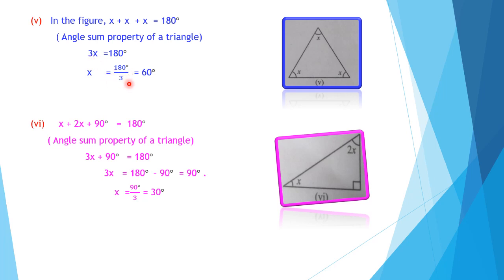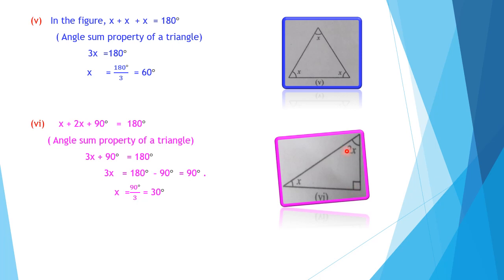180 degree divided by 3. This is equal to 60 degree. Okay. Now in the sixth figure, we have the three angles. See what are the measurements. Here it is 2x, here x, here not written, but here we have the square symbol. So square symbol says it is 90 degree.